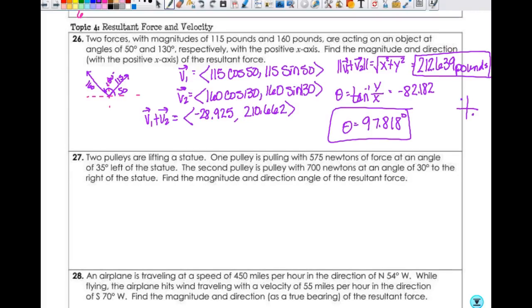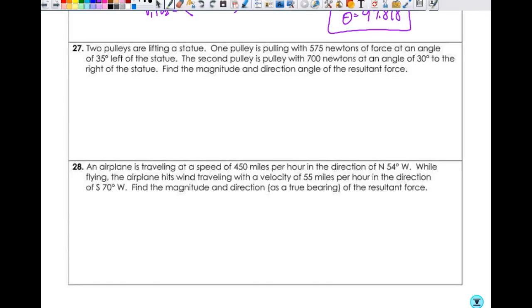Okay, so now we have two pulleys lifting a statue. One is pulling with 575 newtons of force at an angle of 35 degrees to the left of the statue. Okay, so we've got 575 newtons at an angle of 35 degrees to the left of the statue. So remember, this is just like one of those angles they're just making up. So here's 35 degrees to the left of the statue. And then the other one is pulling at an angle of 30 degrees to the right at 700 newtons.